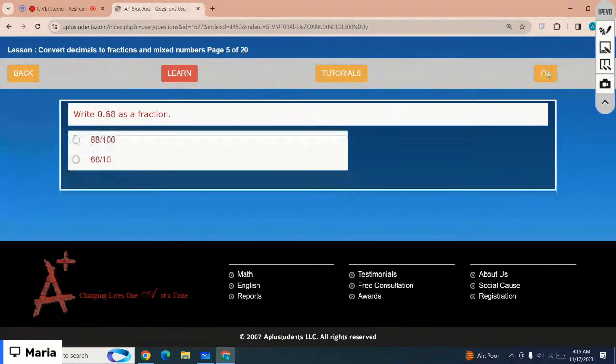Okay, the next one is write 0.68 as a fraction. Which is the correct option? 1 or 2? Which option is the correct one? That would be 68 over 100. Option 1 is the correct option. Very good.